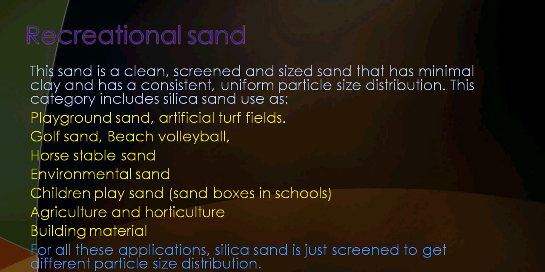Children's play sand comes in boxes, and these boxes are kept inside for school children. It is used for agriculture and horticulture. Silica sand is also used as building material. For all these applications, silica sand is just screened to get different particle size distributions. So once again, I want to tell you that there is no extra investment involved. There is a one-time investment and you have a processing plant, and by doing the classification in a different way, producing different particle size distributions, we can produce a large number of products.